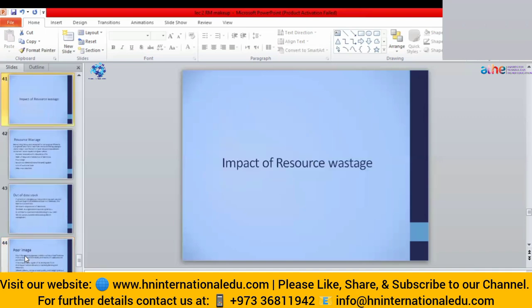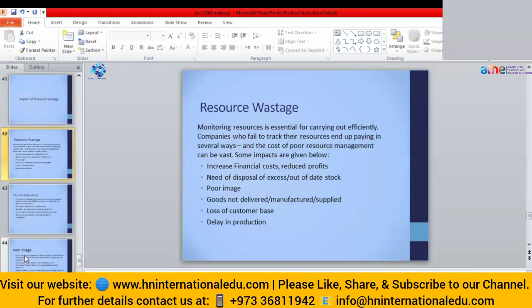Now we will discuss the impact of resource wastage. If we are not monitoring our stock very well, what will be the impact on the project and our organization? Monitoring resources is essential for carrying out projects efficiently. Companies who fail to track their resources end up paying in several ways, and the cost of poor resource management can be large. Some impacts are given below. We will discuss these one by one.